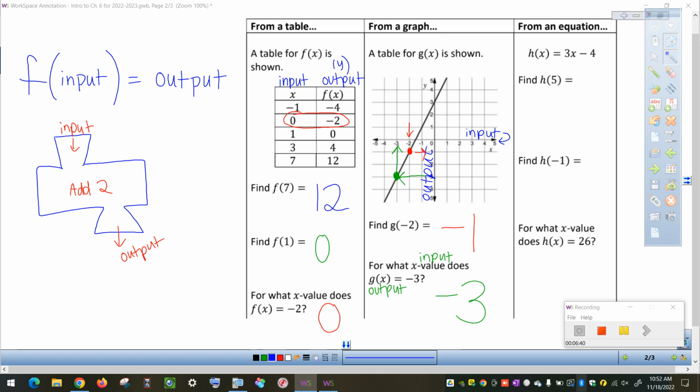So if we want to find h of 5, all we're going to do is plug in x equals 5. It means we have an input of 5, and we're trying to figure out what the output is. So I'm going to write it like this. h of 5 equals 3 times 5 minus 4. We could do a little order of operations here. So it's going to be 15 minus 4, and that answer is 11.